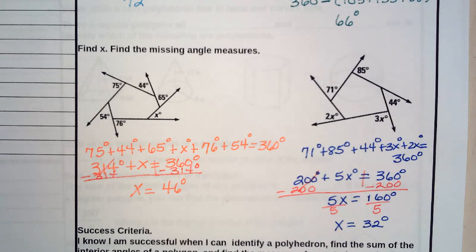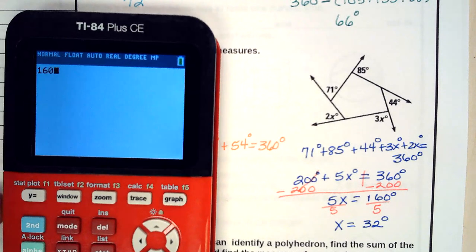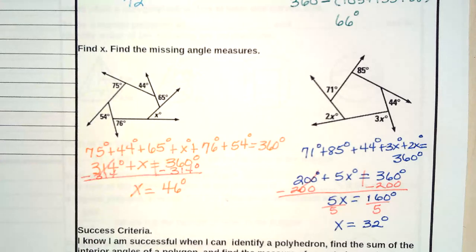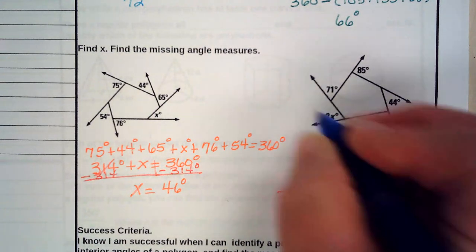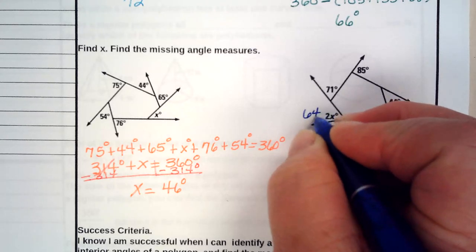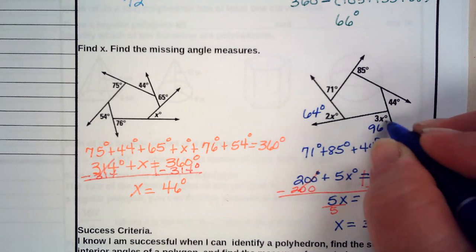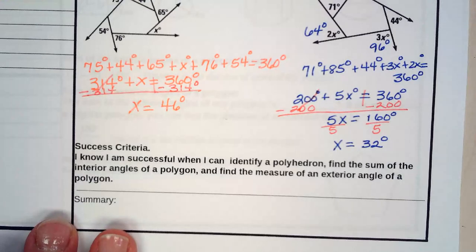Now, just because I'm always worried about making a mathematical error, 160 divided by 5, and I get 32. I was correct. So this would be 32 times 2, which would be 64 degrees. 32 times 3, which would be 96 degrees. And we're done.